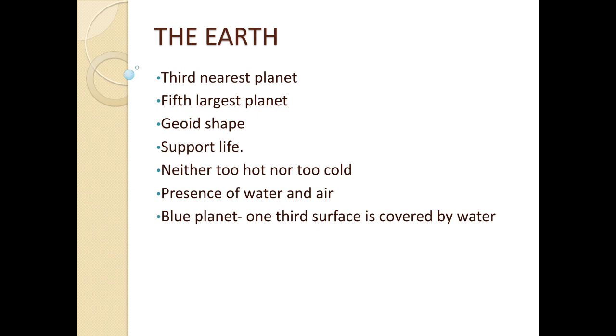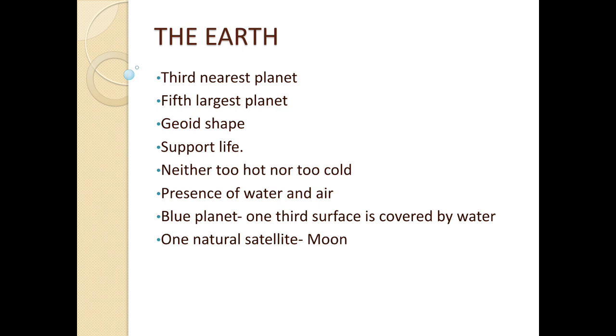Why is it known as the blue planet? Because, I had written 1/3 here, but it is 2/3. By mistake I wrote 1/3 surface. It is not 1/3, it's 2/3 surface. Earth's 2/3 surface is covered by water. So if you look at the earth from outer space, the earth's color looks blue. That's the reason why it is called the blue planet. Only 1/3 is land area, the other 2/3 is covered by water.